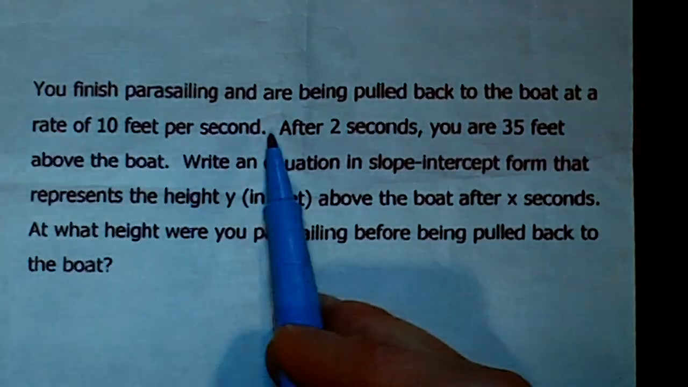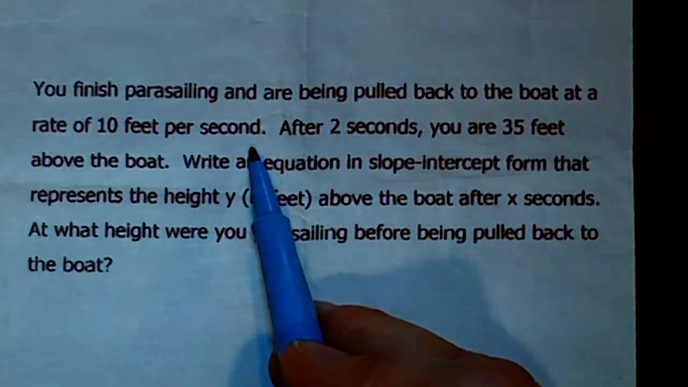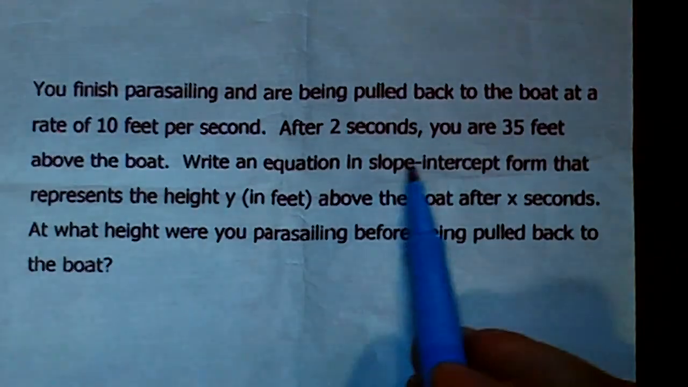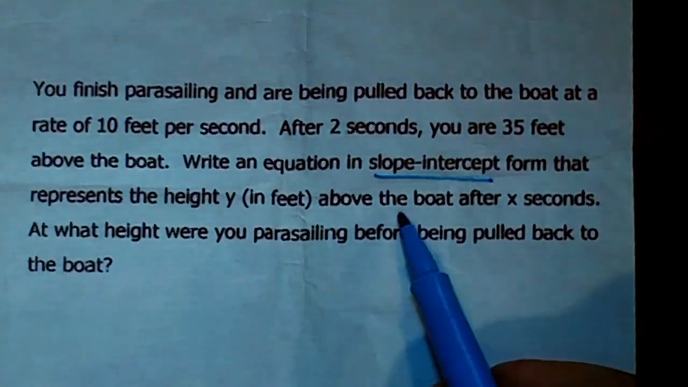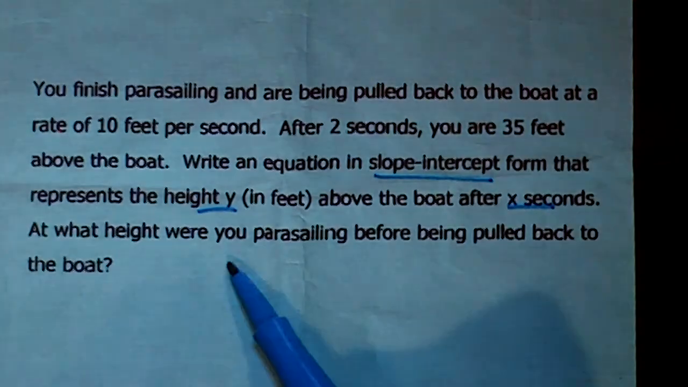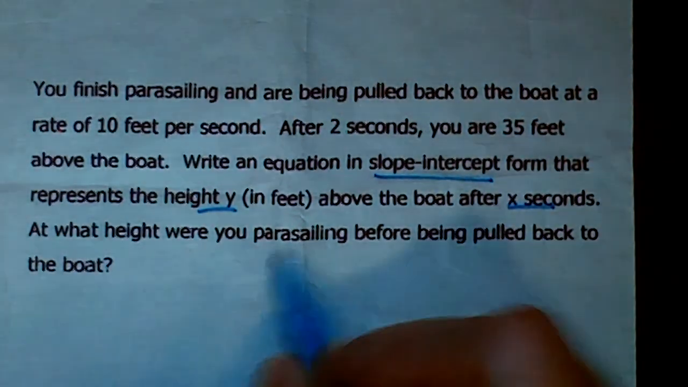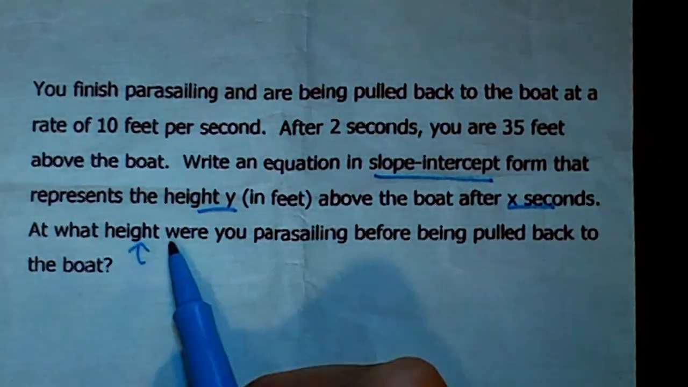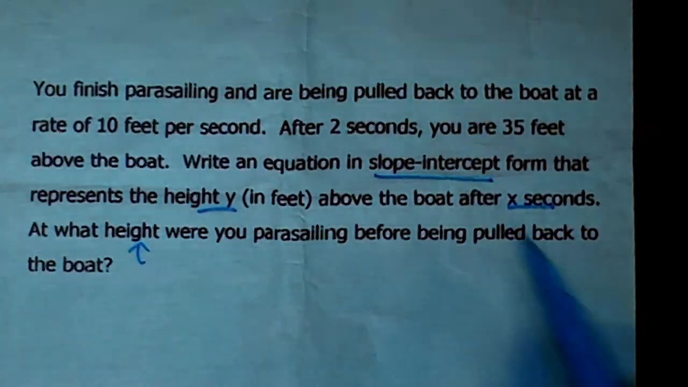So you finish parasailing, you're being pulled back to a boat at a rate of 10 feet per second. After 2 seconds, you are 35 feet above the boat. Write an equation in slope-intercept form that represents the height y in feet above the boat after x seconds. So y is height, x is seconds. At what height were you parasailing before being pulled back to the boat? So if I ask you at what height, that tells you we're looking for the y-intercept. We're looking for what y is, because y is height after 0 seconds.